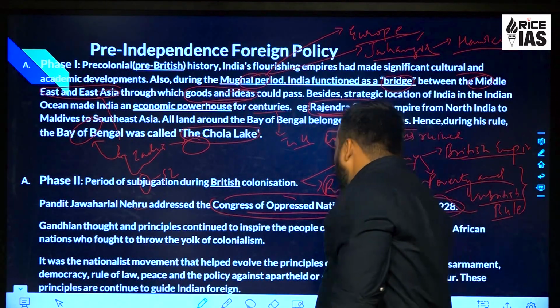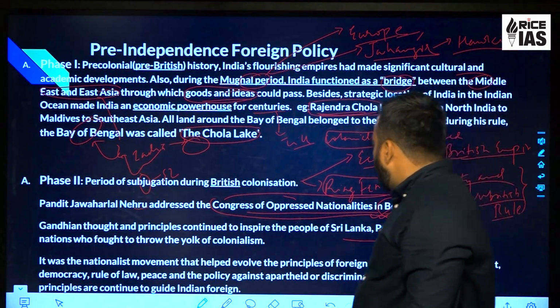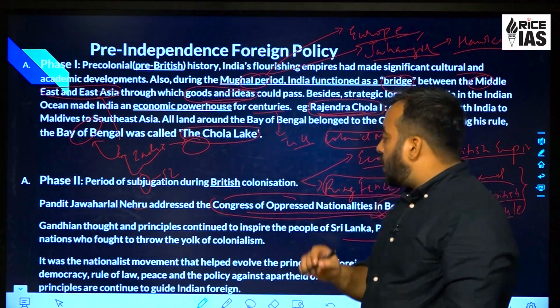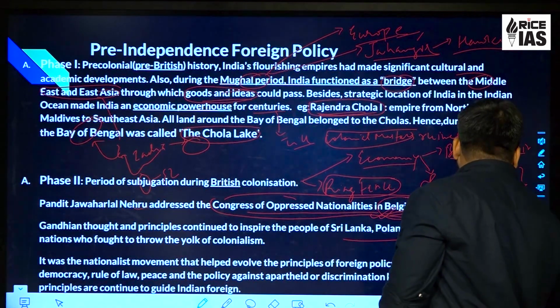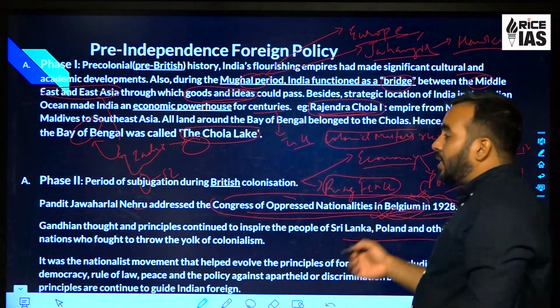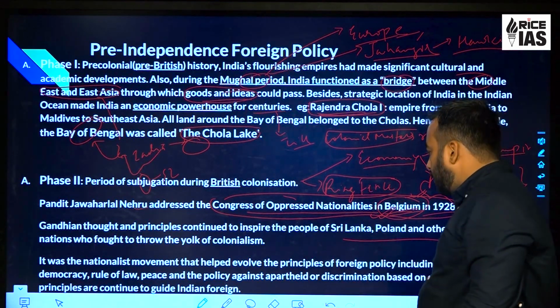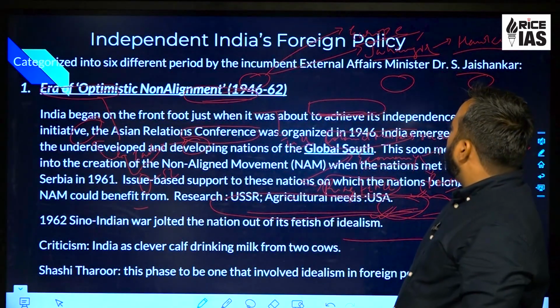Gandhi inspired many people all over the world. He continues to inspire. So the core tenets of Indian foreign policy are rooted in Indian culture and, as I said, the Indian national movement. All right.